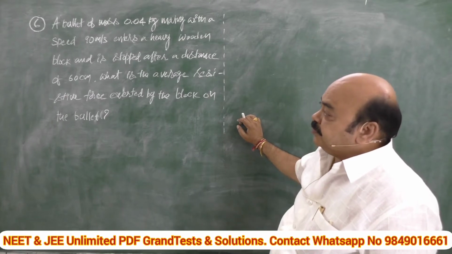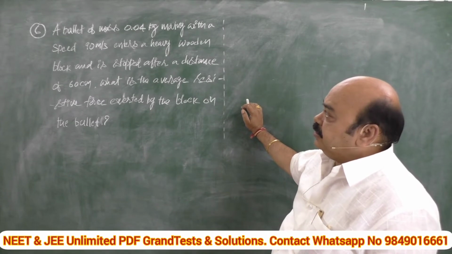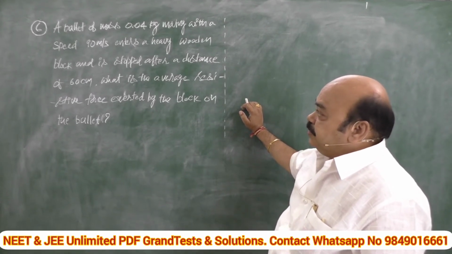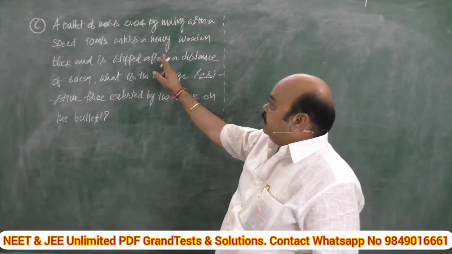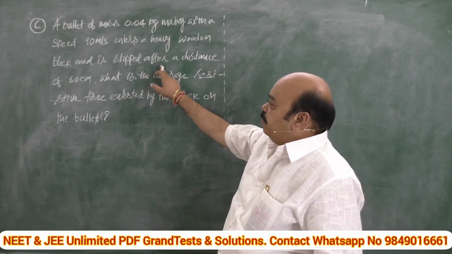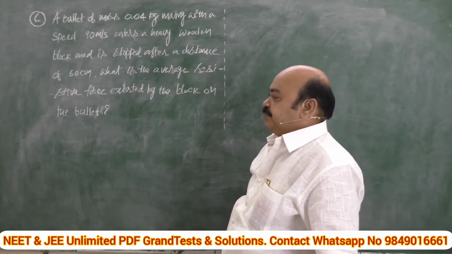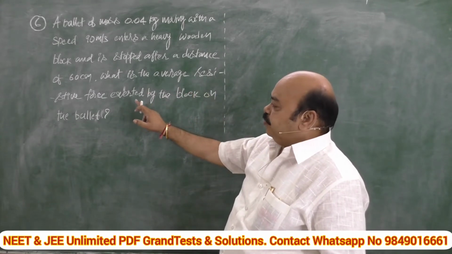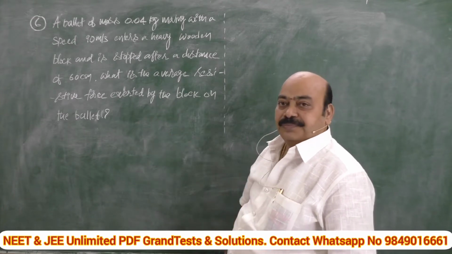Next problem. A bullet of mass 0.04 kg moving with a speed of 90 meter per second enters a heavy wooden block and is stopped after a distance of 60 centimeter. What is the average resistance force exerted by the block on the bullet?